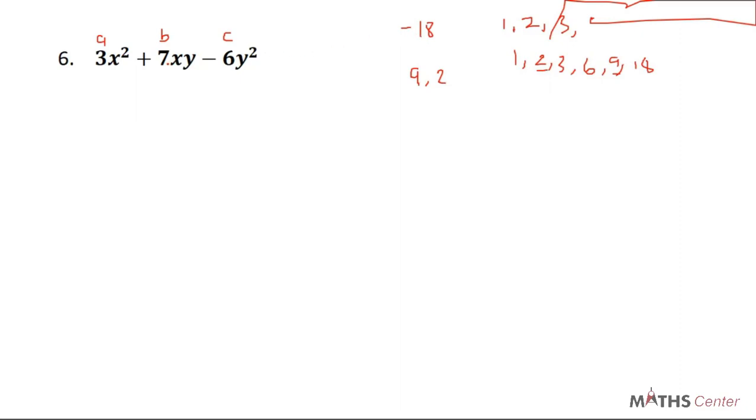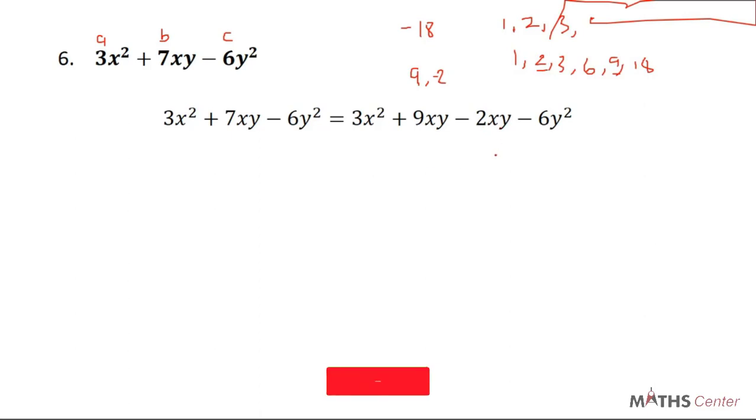When you add them, you should get 7, which means that we have to negate 2. Because if you negate 2, we are going to have 9 minus 2 will give us 7. 9 times minus 2 will give us minus 18. So you have found those two numbers to be 9 and minus 2. So we are going to replace 7 here with 9 and minus 2. So we are going to have 3x squared plus 9xy minus 2xy minus 6y squared. So we have just replaced 7xy with 9xy and minus 2xy.